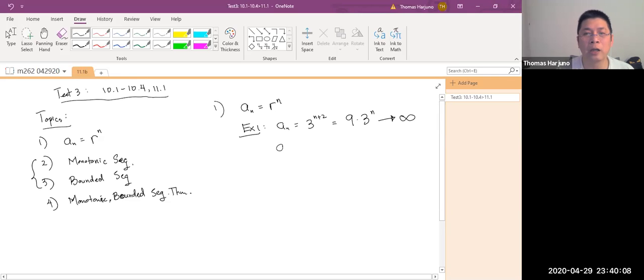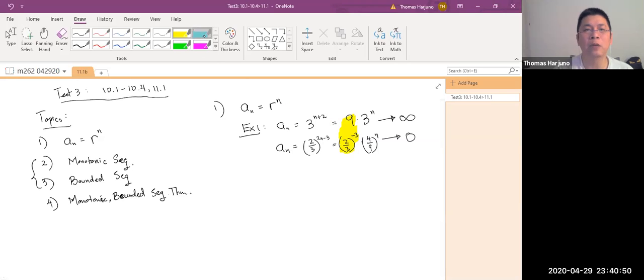Now on the other hand, if I change that 3 into, let's say, 2 over 3 to the power of 2n minus 3, like that. Now this is 2 over 3 to the power of negative 3 times 4 over 9 to the n. Will this be convergent or divergent? That will be convergent to 0. Okay. How do you get that, Thomas?